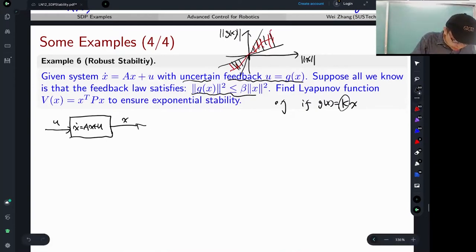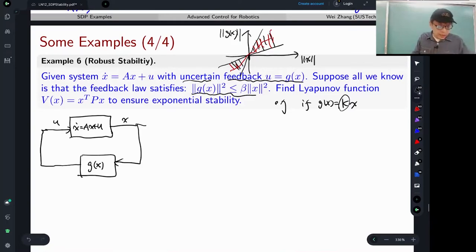So if I want to draw that, X will be used to design my controller. My controller is a nonlinear function, which is G of X, and I don't know for sure what G of X is. This is my U. The question is whether the closed loop system is robustly stable or not, meaning that whenever this condition is satisfied, no matter how I design my actual control law, as long as this condition is satisfied, the overall system needs to be stable.